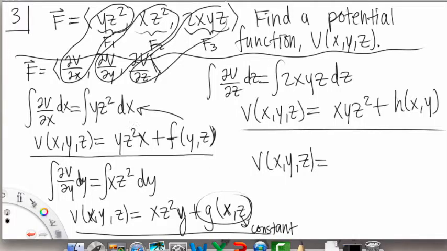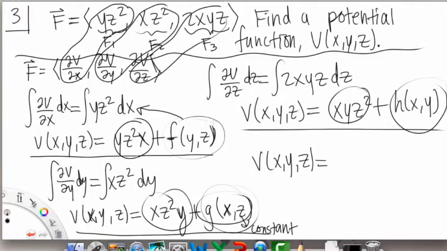As you can see, in the first one we have a y times z squared times an x. In the second one, we have the same thing, just in a different order. And in the third, we have the same thing. Then we have the extra functions added on to the end, just in case we need them. But in this case, we do not need them, because there's nothing else that doesn't match. So if we made our potential function be x times y times z squared, plus a constant, we would be fine.